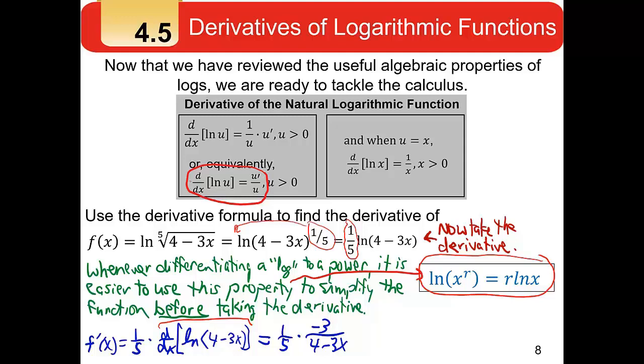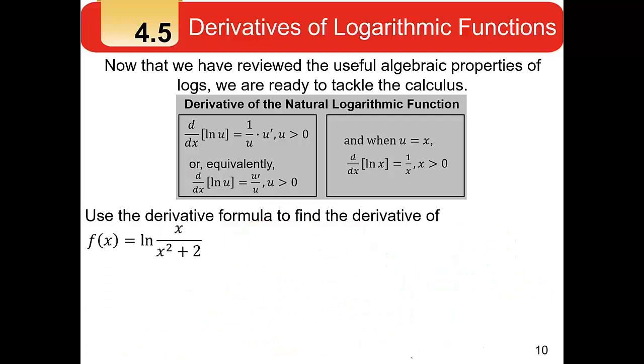And of course, if you want to clean that up a little bit and write it as one fraction, you can think of taking the 1 times the 1 times the minus 3, and then take the 5 times the denominator. And you end up with minus 3 over the product of 5 and 4 minus 3x. And there you go. Practice makes perfect.